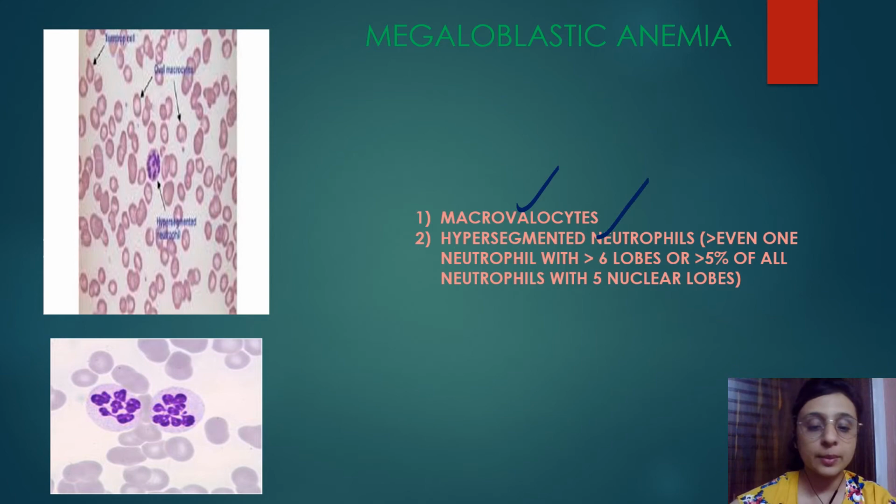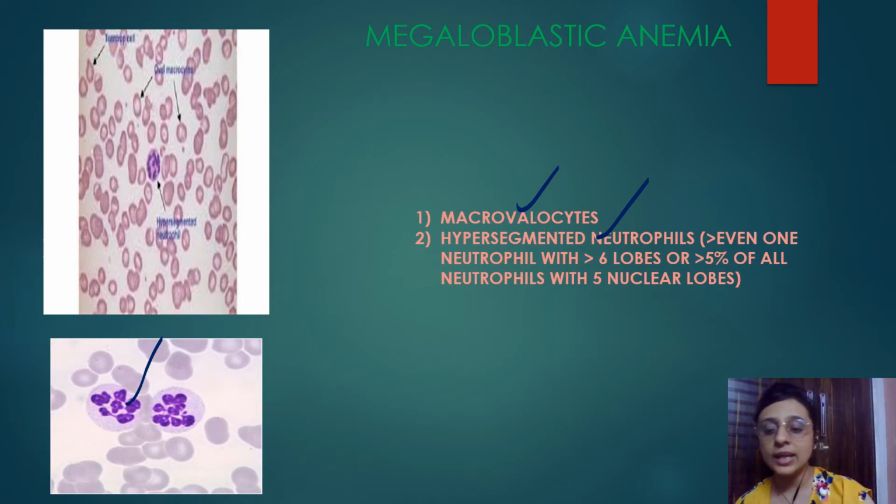Second is hypersegmented neutrophils. Can you appreciate how many neutrophilic lobes are there? 1, 2, 3, 4, 5, 6, 7, 8. Around 8 lobes are there, right? So even if one neutrophil you see with 6 or more than 6 lobes, or at least 5% of the neutrophils with 5 nuclear lobes, they are called as hypersegmented neutrophils. These two findings under the peripheral blood film, and you must think about whether it is megaloblastic anemia, and you can ask for vitamin B12 and folic acid levels in the patient.